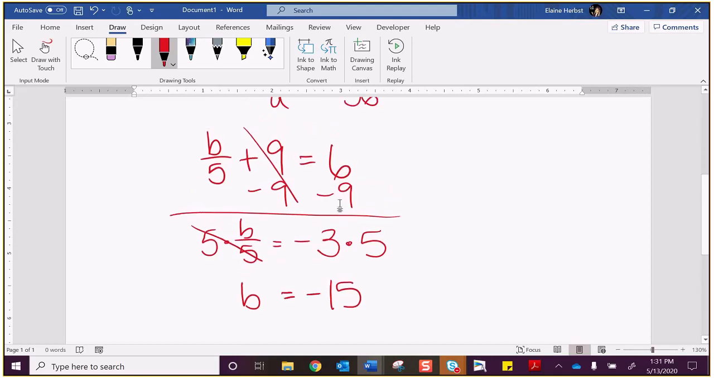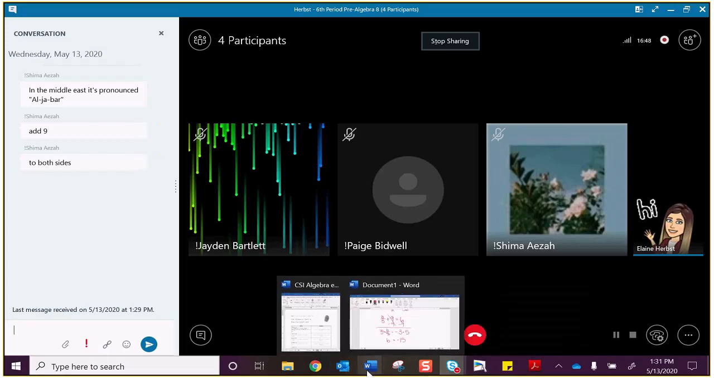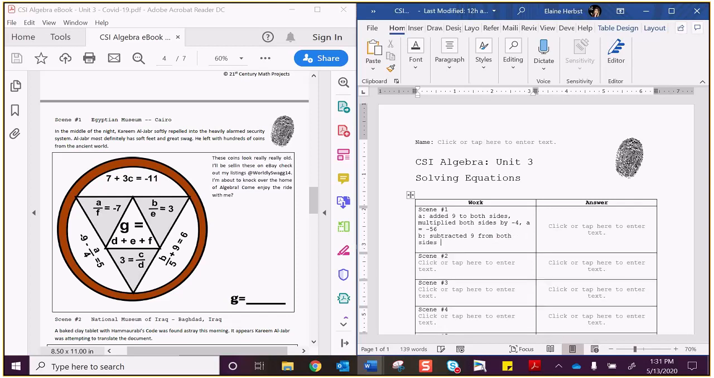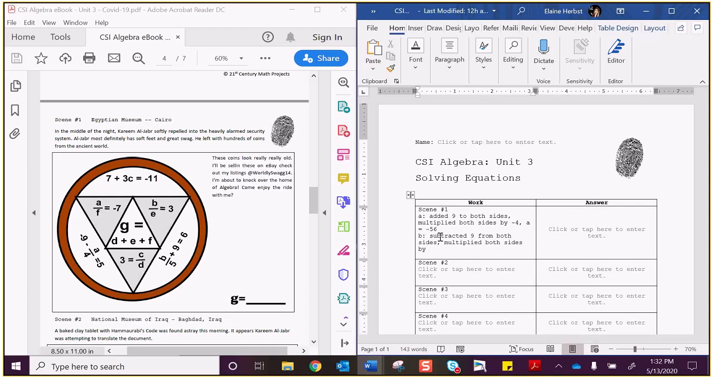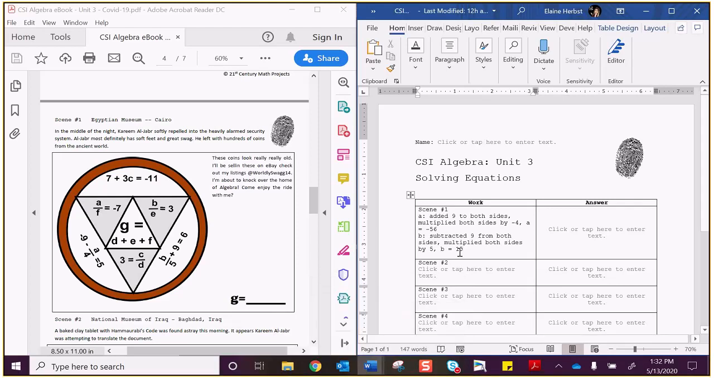So I'm going to look at what I did again. We subtracted 9 from both sides and multiplied both sides by 5. Did I mess up somewhere? Oh, yeah. Yeah, nice. That was from earlier. Okay, so back to my work page. Again, I want to kind of type what we did. We subtracted 9 from both sides and multiplied both sides by, what do we multiply by? 5. And then we got B equals -15. I forget if that's what I said or not. Yeah, negative 15.